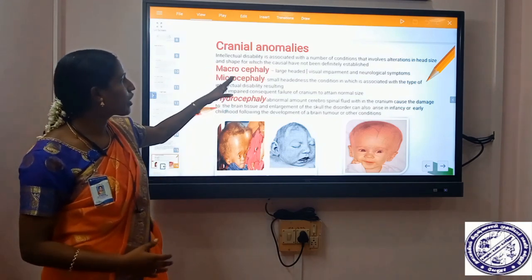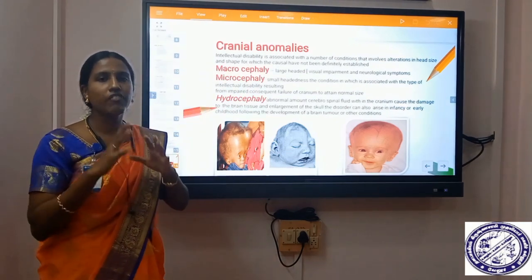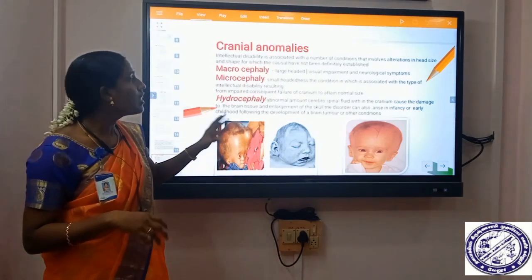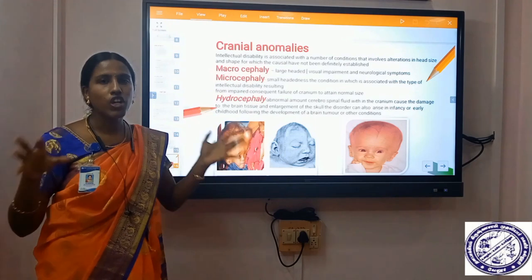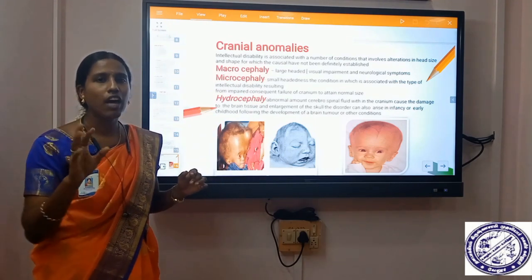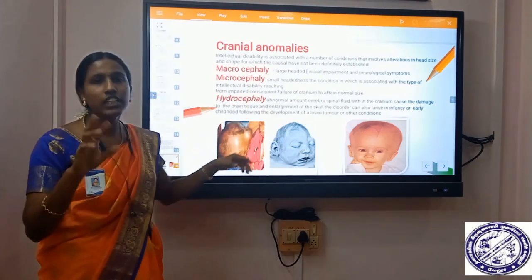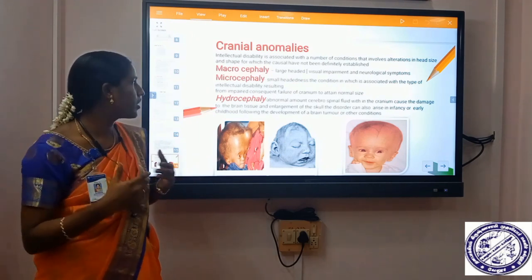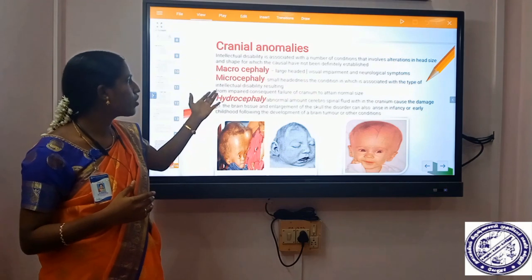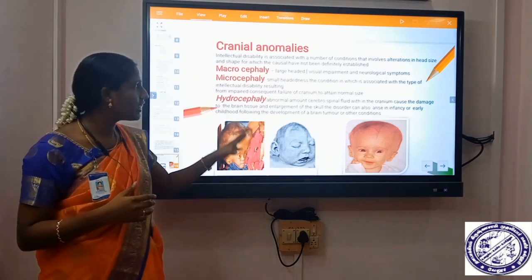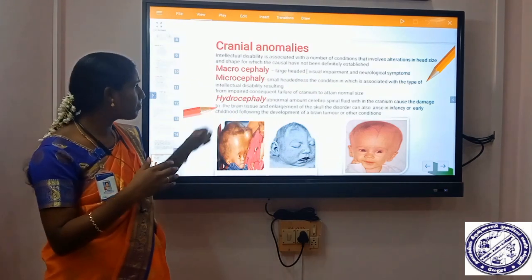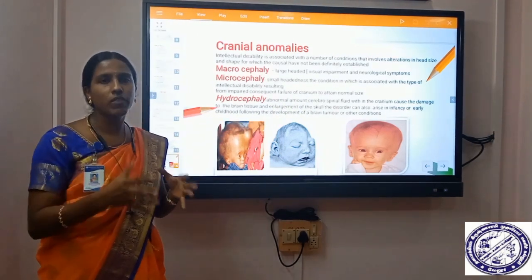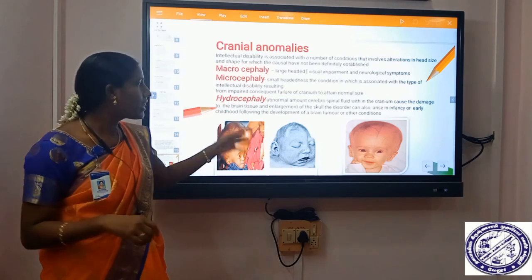The first one is macrocephaly. It means the person will have a large head, as you can see in this picture. The child will have visual impairment and neurological symptoms, and also intellectual disability. Next one is microcephaly. Microcephaly means the child has a small head. The issue is that the cranium does not attain the normal size. That is the main reason for this problem.